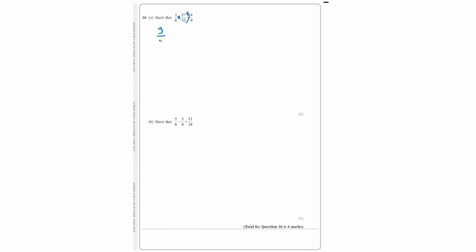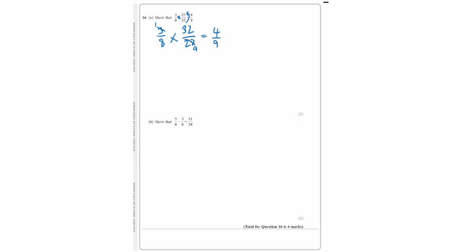So 3 over 8 multiplied by 27 over 32 flipped, which is simply 32 over 27, is equal to 4 over 9. Now we can find the factors between 3 and 27. The highest common factor is 3. So 3 divided by 3 is 1. 27 divided by 3 is 9. Same for 8 and 32.